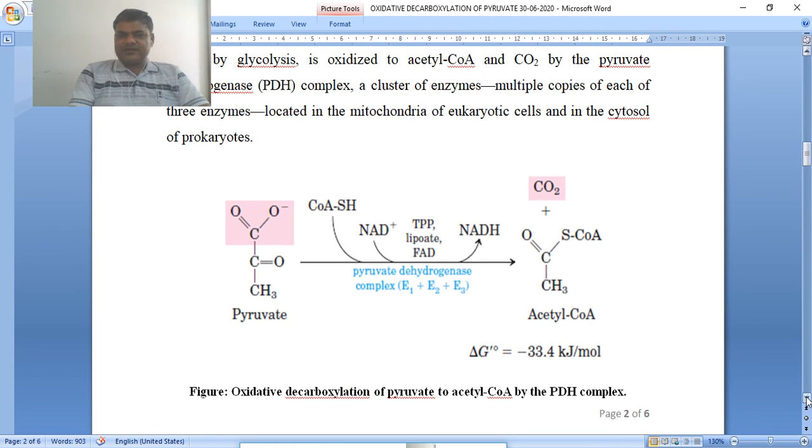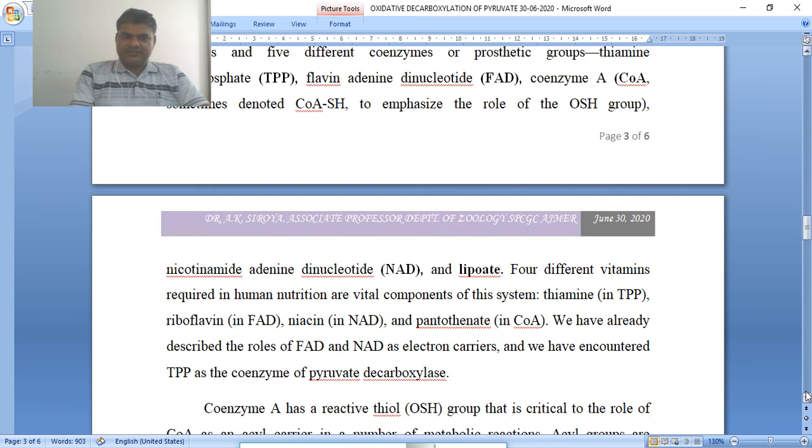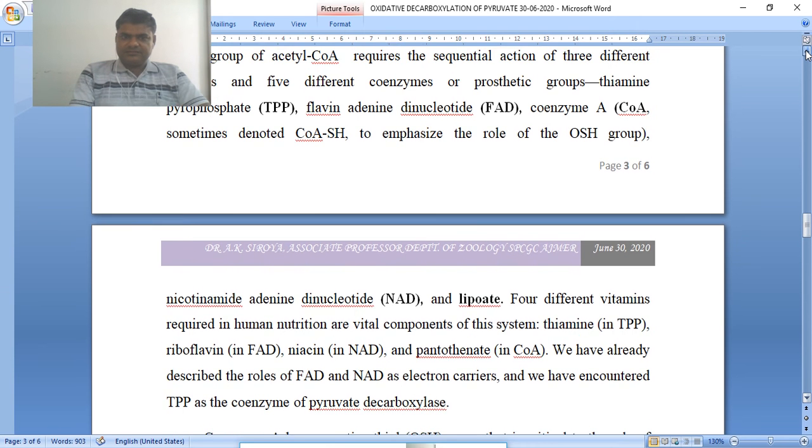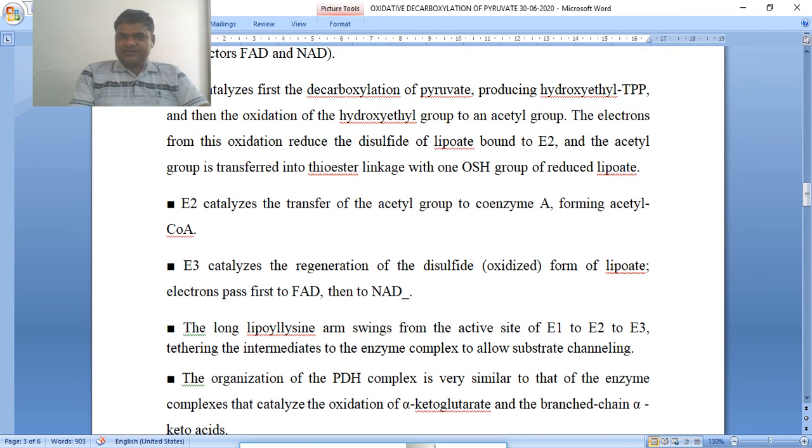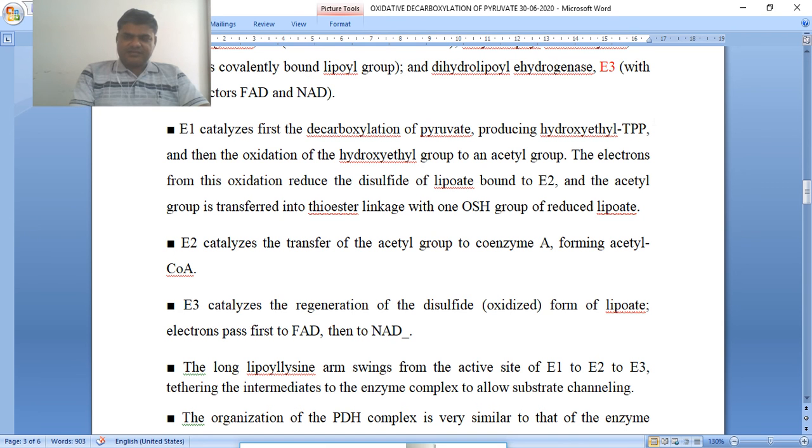Here we can see the overall reaction of oxidative decarboxylation of pyruvate to acetyl coenzyme A by the PDH complex. The PDH complex, pyruvate dehydrogenase complex, comprises three enzymes. First, decarboxylation of pyruvate produces hydroxyethyl thiamine pyrophosphate, and then the oxidation of the hydroxyl group to an acetyl group. The electrons from this oxidation reduce the disulfide of lipoate bound to E2, and the acetyl group is transferred into thioester linkage with the thiol group of reduced lipoate.